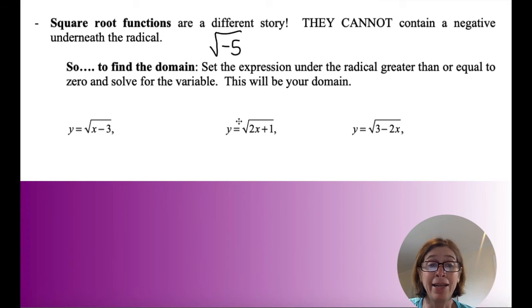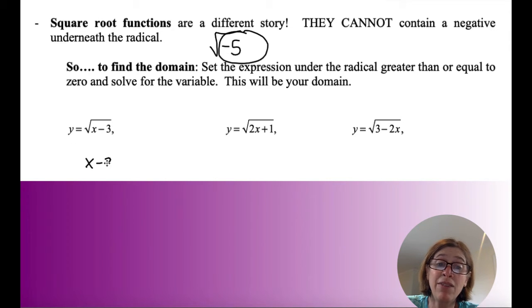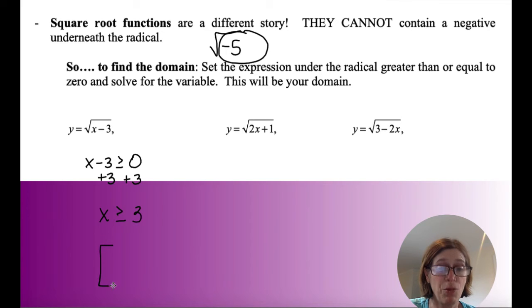So to find the domain, we want to find the values that are going to make whatever's under the radical negative. So really, to find the domain, just set the expression under the radical greater than or equal to 0, because that will give you all the values that are non-negative. So for example, x minus 3 is greater than or equal to 0. All right, so I add 3. So I want x's greater than or equal to 3, which would mean hard bracket 3 to infinity. So that is my domain. Right now, again, we're just finding domain.